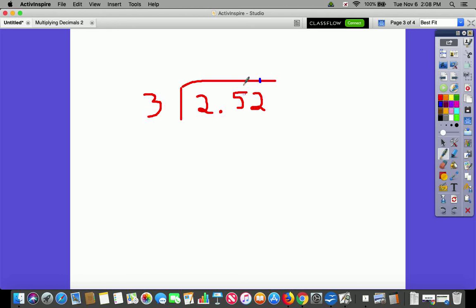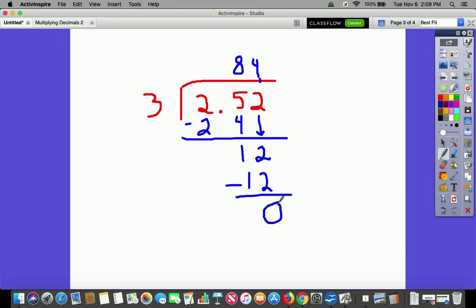3 can't go into 2, but it can go into 25 8 times, which is 24. And if I subtract, I have 1 left over. And then I bring down my 2. Then we divide again. 3 goes into 12 4 times, which is 12, with nothing left over. Okay, so that part is actually no different than when we learned to divide with whole numbers.